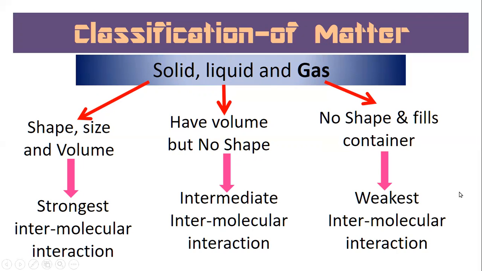So this is in terms of physical appearance. Now, why are these things happening? At the molecular level, you can say that intermolecular interaction is strongest in case of solid, and in case of gas it is the weakest. In case of liquid, it is intermediate between solid and gas. So these are in terms of the molecular level. This is the classification which I have done, and you must know these preliminary things.